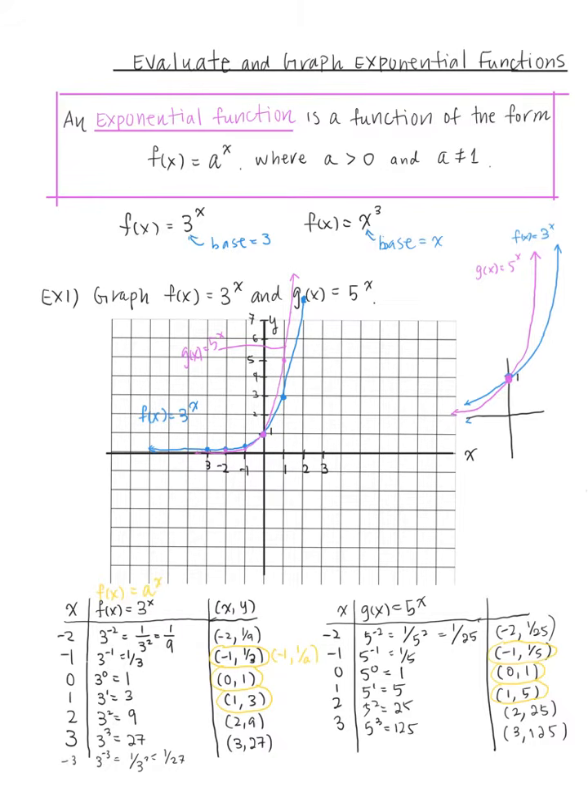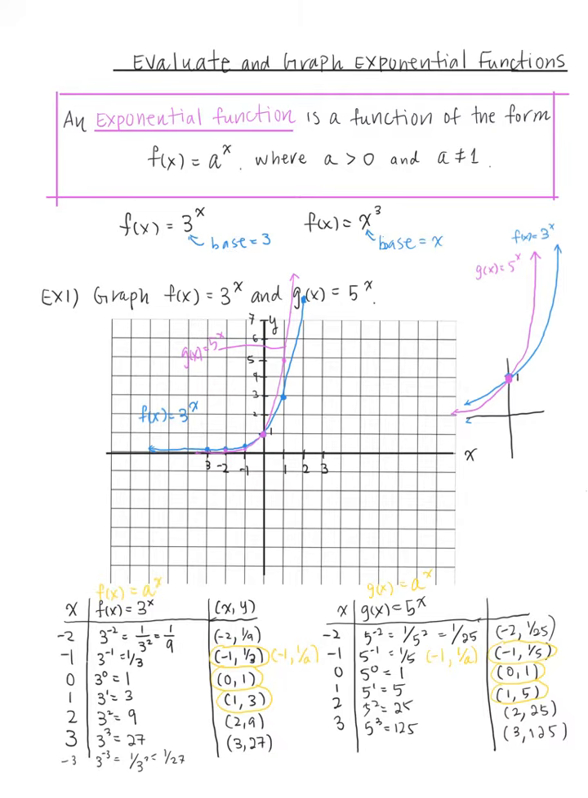So let's take a look at g of x, which is 5 to the x. When x is -1, our y value is 1 over 5, where 5 is the base. So again, when x is -1, our y value is always going to be 1 over 5, which is 1 over a, where a is the base. So this is what I'm looking at: g of x equals a to the x.